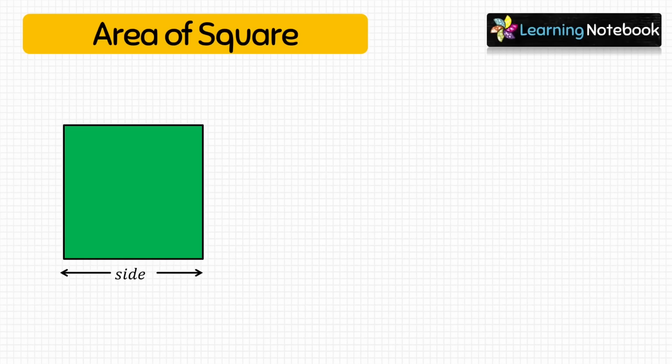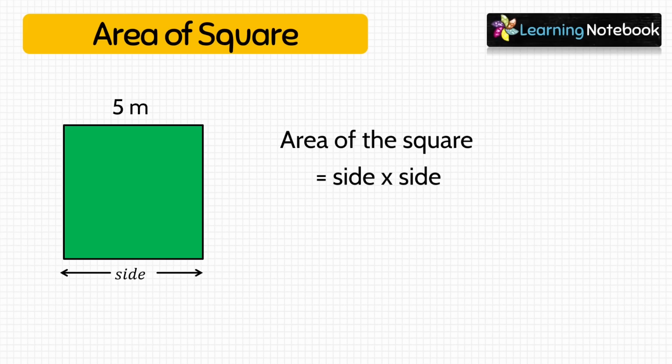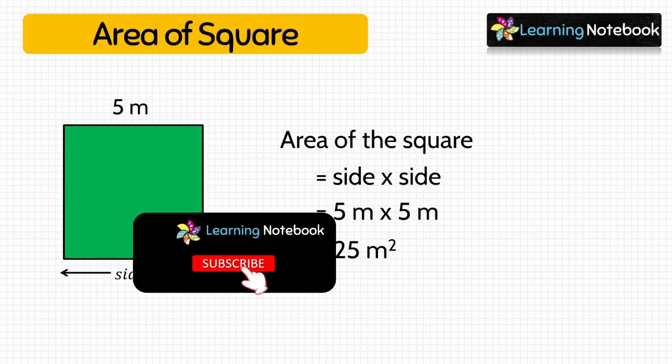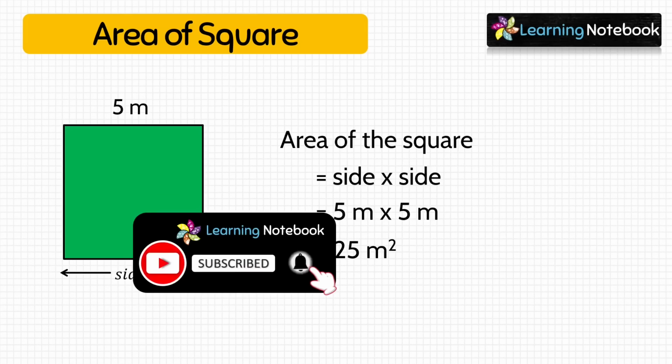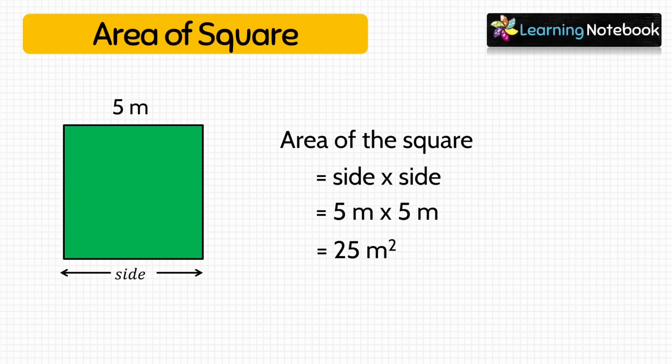Now if we are given the length of the side of this square, let's say 5 meters. So area of this square would be side into side. And we know side is 5 meters. So we get 5 meters into 5 meters, which equals 25 square meters. Again, do note that unit of area is either square meters or square centimeters.